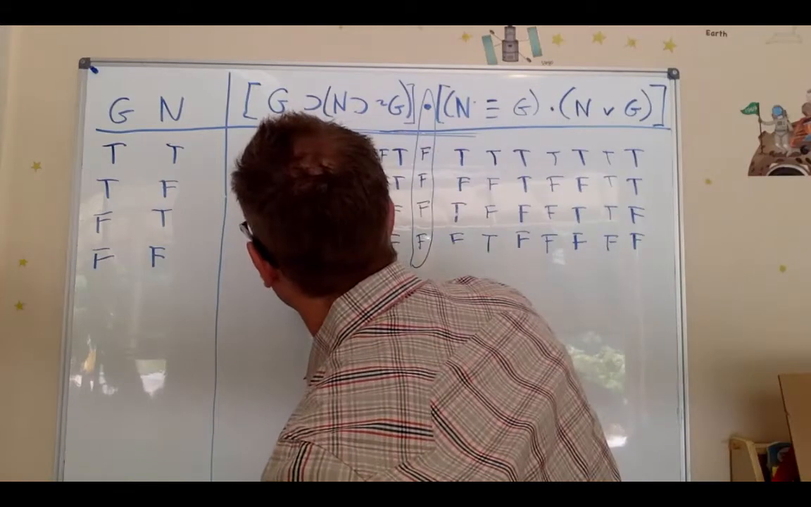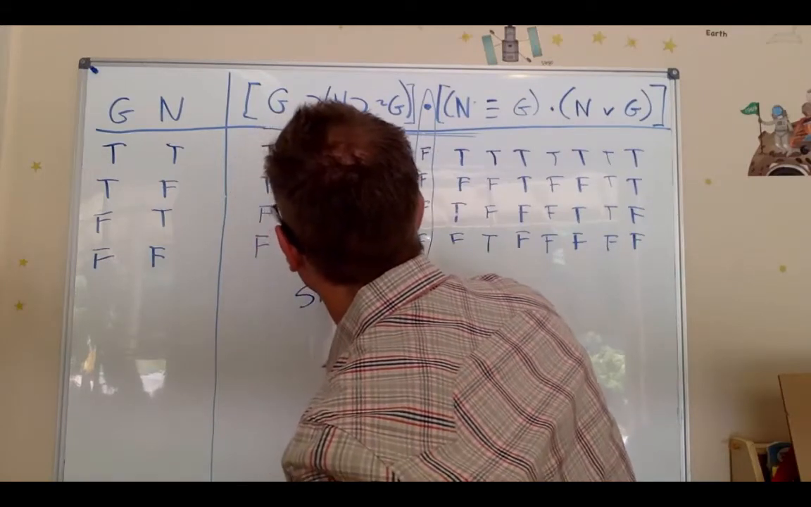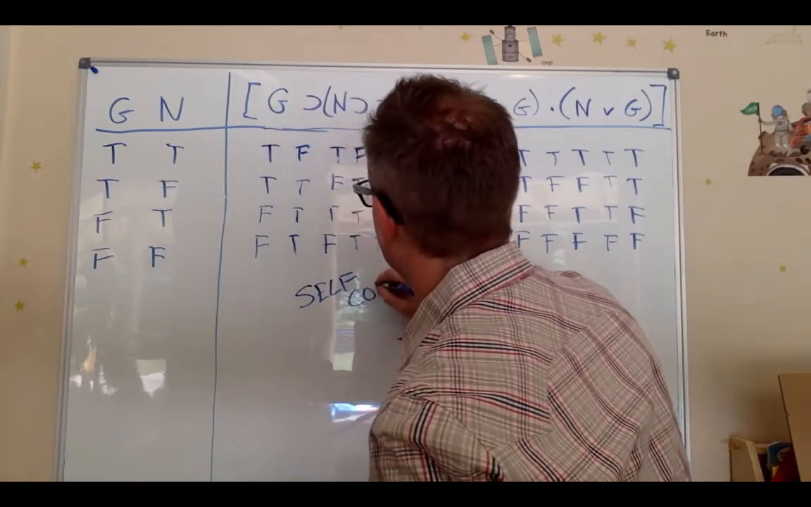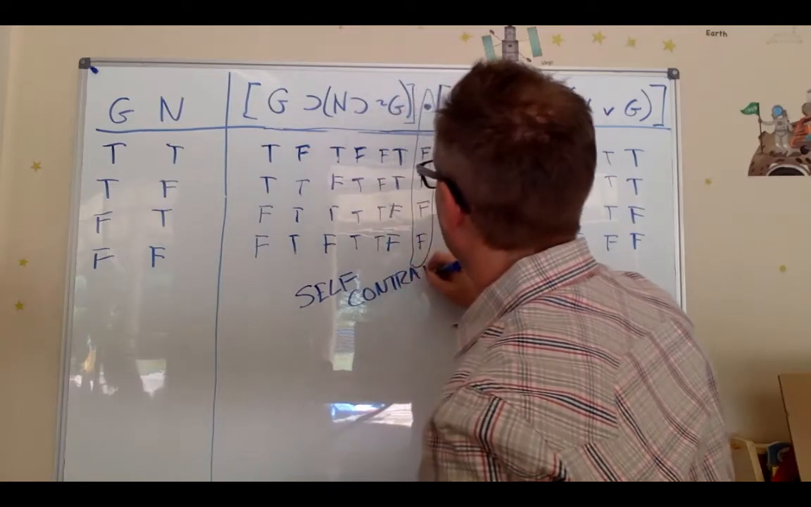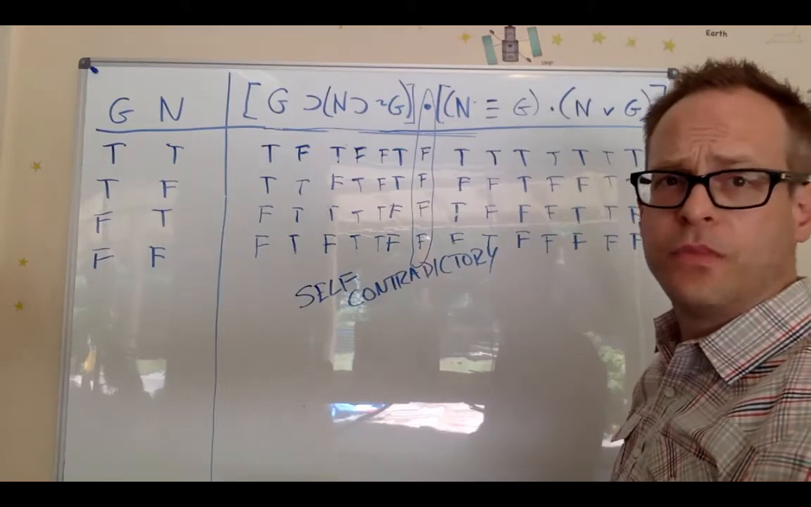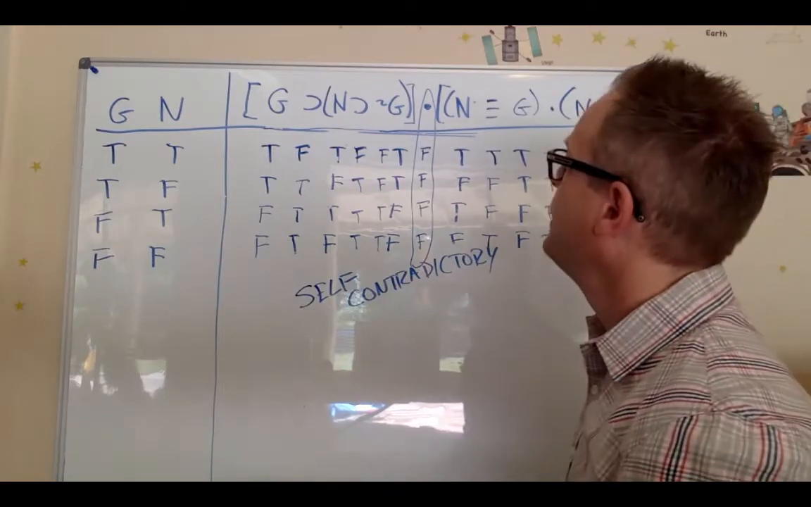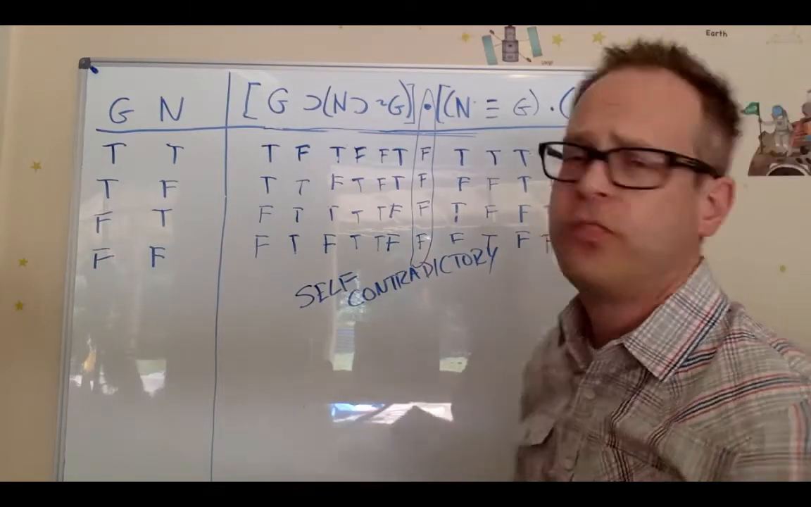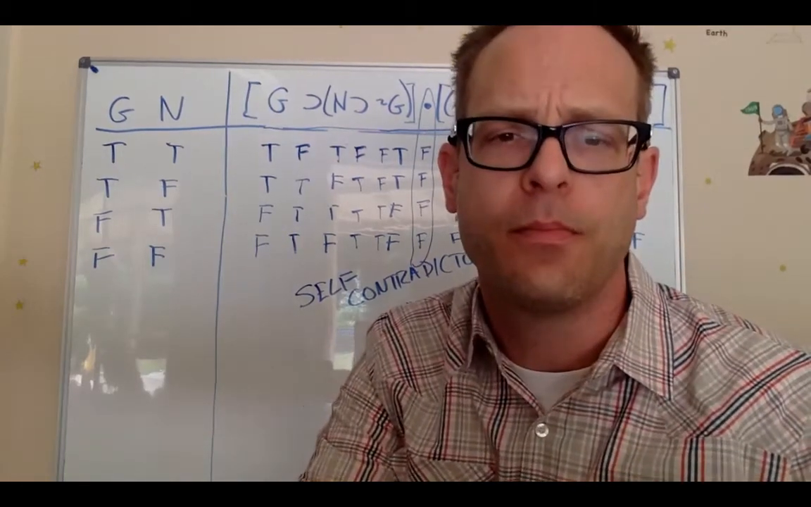So we write self-contradictory. And that's it. You've done it. So I hope that one is helpful. We're going to work one more of those babies.